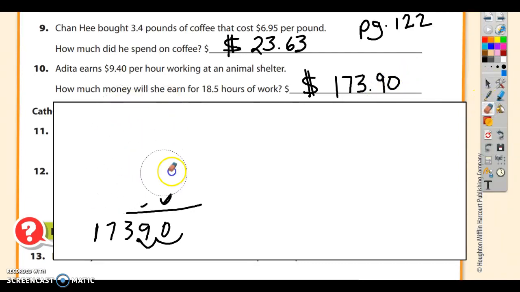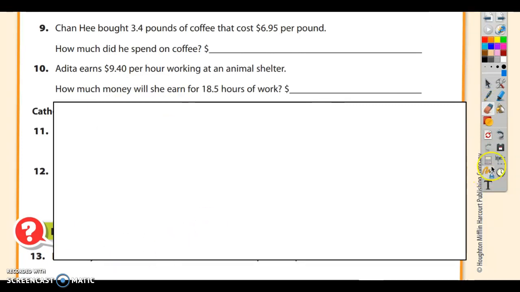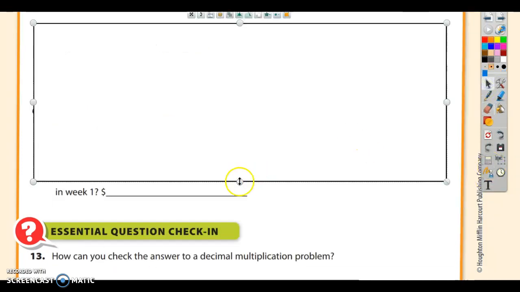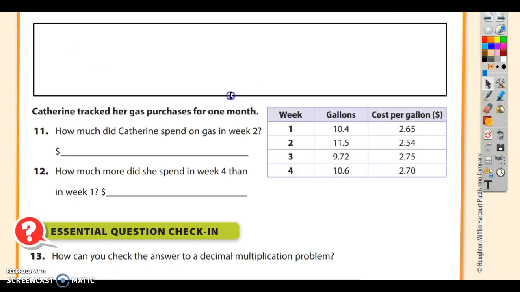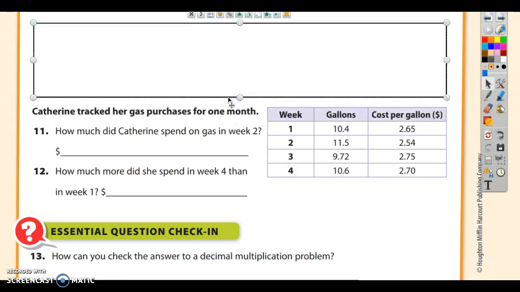All right, let's check out the next two. I think I'm going to erase everything here and put my whiteboard up here. It says Catherine tracked her gas purchases for 1 month. How much did Catherine spend on gas in week 2? So you simply go to week 2. And she spent $2.54 per gallon, and she bought 11.5 gallons.